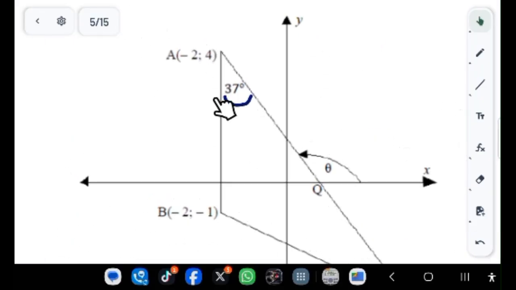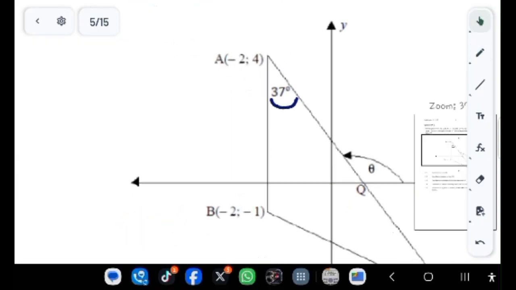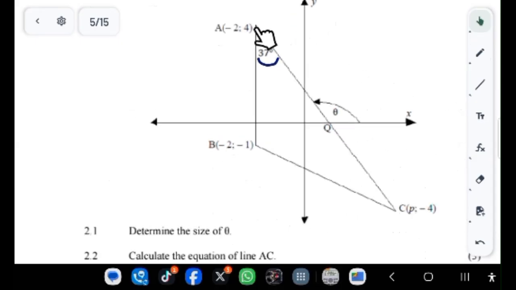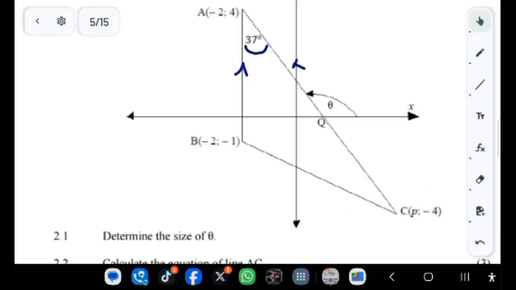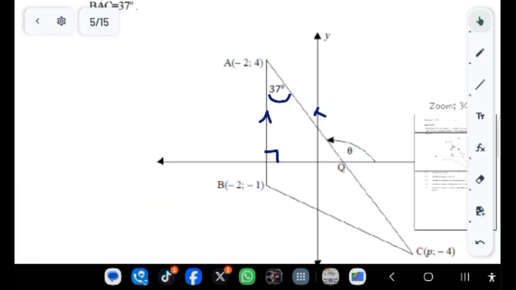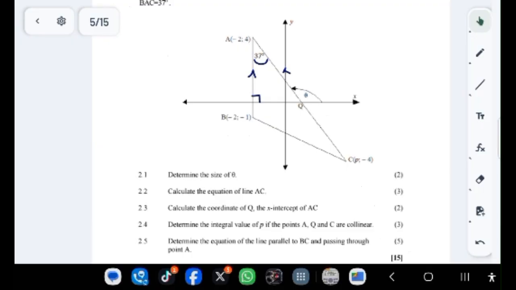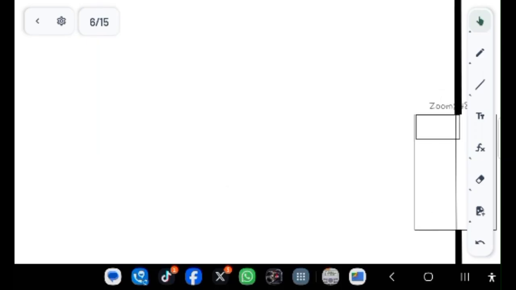Right, notice that AB is parallel to the y-axis because the x-coordinates are exactly the same. All of them are lined up with one point on the x-axis, so this line is parallel to the y-axis. AB is parallel to the y-axis, meaning that this angle is 90 degrees in the triangle. This is question 2.1.